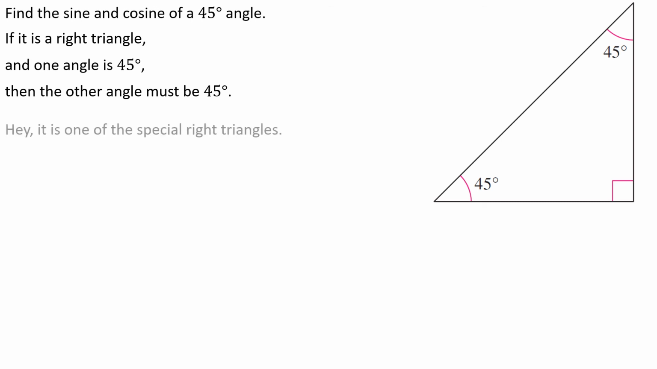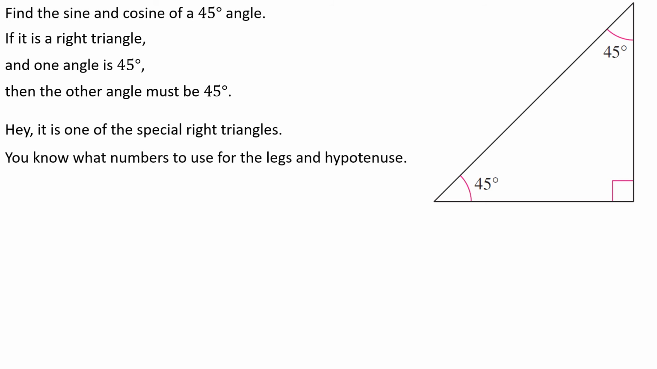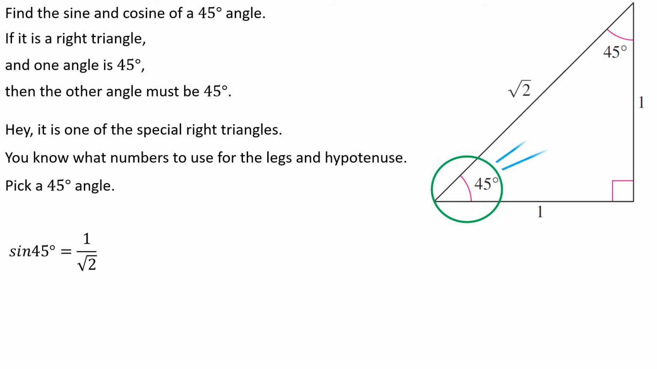I know what numbers to use. Right? We're going to use 1, 1, and square root of 2. That's one of those special triangles. Okay, 45-degree angle, choose one of them. So sine of 45 degrees, opposite is 1. Hypotenuse is square root of 2. So we've got an answer of, oh man, I can't leave that as an answer.